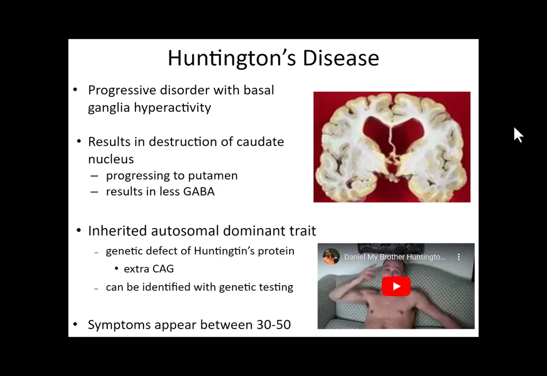Okay, there's also a video here. Daniel, my brother, has a patient with Huntington's disease. If you really want the later stage of the disease for Huntington's, this is also something that we watched in neuroscience, but if you'd like to watch it again, feel free.